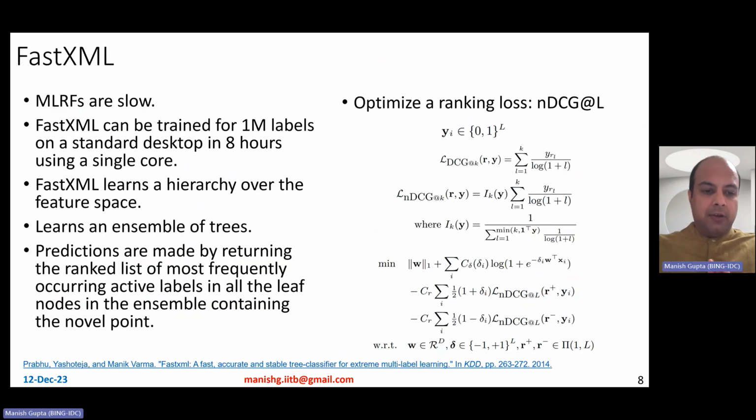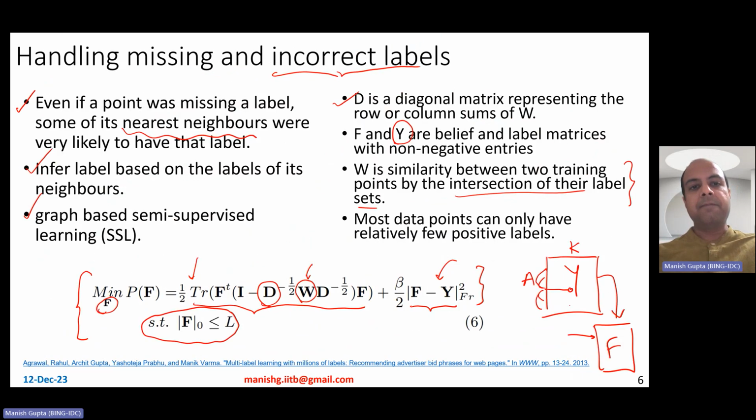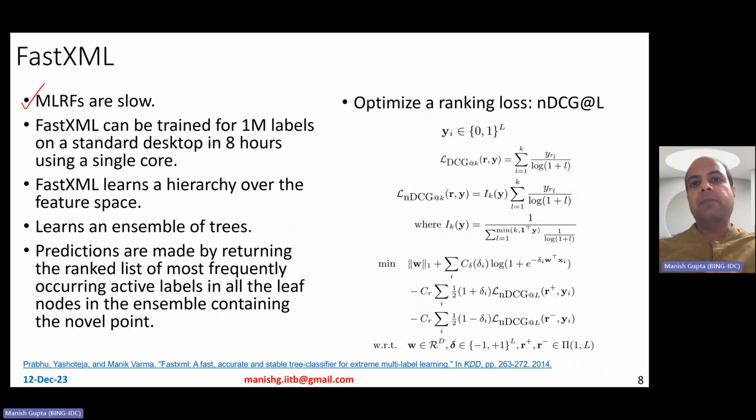Okay. Now, all is good. So MLRFs are a great method. However, training MLRFs is slow. Remember I told you that it takes a day on 1,000 nodes to train MLRF on about 90 million training points with 10 million labels. So can you come up with a faster tree-based method to solve this problem?